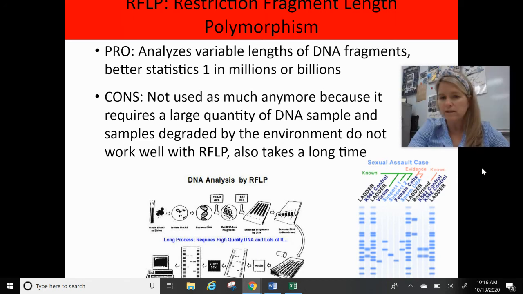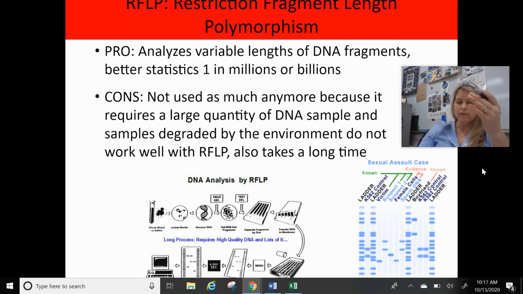All right. So here I'm going to just show you the different types of DNA analysis. This one's the restriction fragment length polymorphism, or RFLP. This is one of the original ones. Again, the reason that they don't use this anymore is that you have to have a lot of DNA to use it, and it doesn't do well with DNA that's a little old or degraded, which we have in Florida because of humidity and heat.